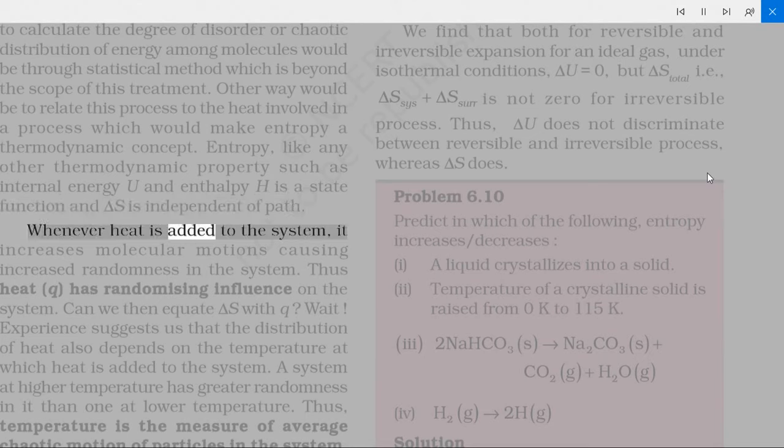Whenever heat is added to the system, it increases molecular motions, causing increased randomness in the system. Thus heat, q, has a randomizing influence on the system. Can we then equate S with q? Wait. Experience suggests to us that the distribution of heat also depends on the temperature at which heat is added to the system. A system at higher temperature has greater randomness in it than one at lower temperature. Thus, temperature is the measure of average chaotic motion of particles in the system.